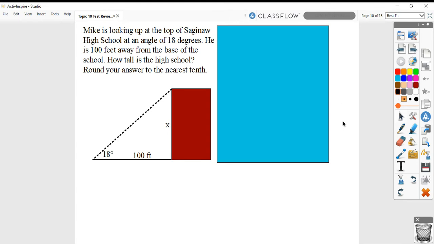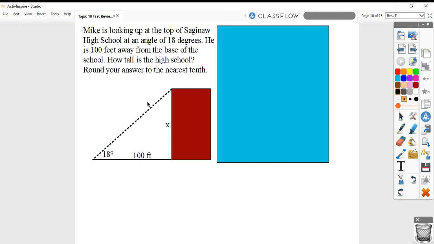All right. Come on now to our first word problem. It says that Mike is looking up at the top of the building, the top of Saginaw High School, at an angle of 18 degrees. He's 100 feet away from the base of the school. How tall is the building?